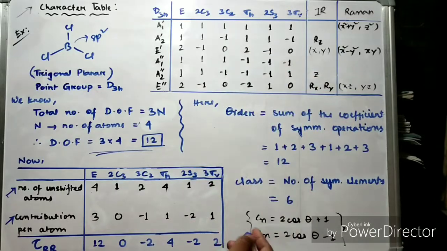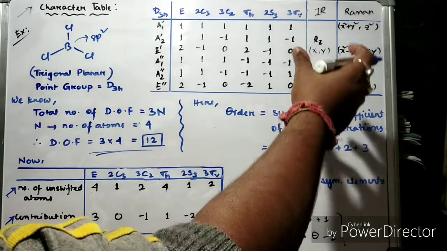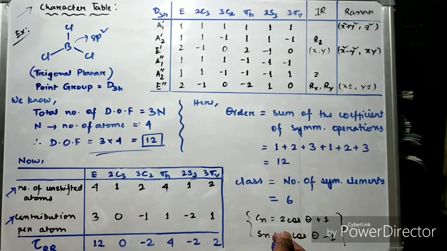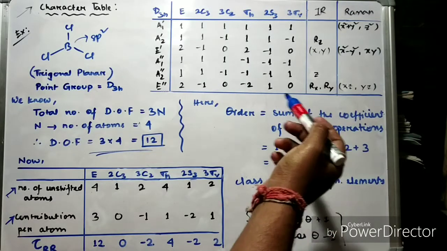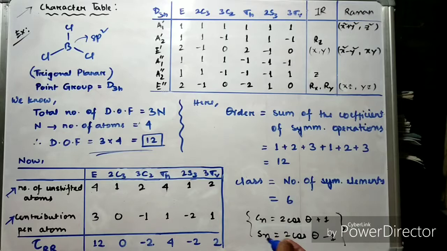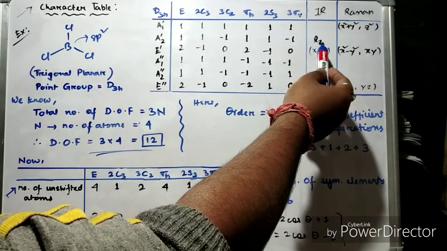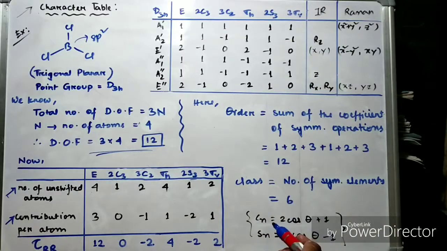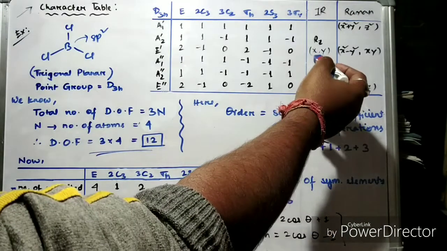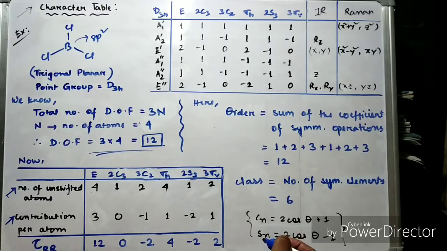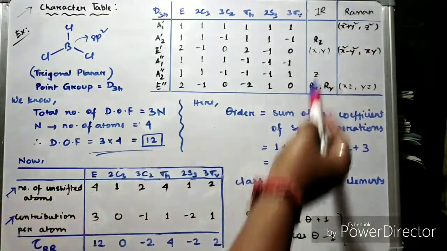On the extreme right hand side of the character table we can see there are 2 columns mentioned as IR and Raman. This tells us about the spectroscopic data, or we can say which mode is IR active and which mode is Raman active. Here we can see there is a capital R. Capital R denotes rotational modes, and these terms x, y, z denote the translational modes. So these capital R terms denote the rotational degrees of freedom, and these coordinates x, y and z denote the translational degrees of freedom, and these quadratic terms denote the Raman active modes.